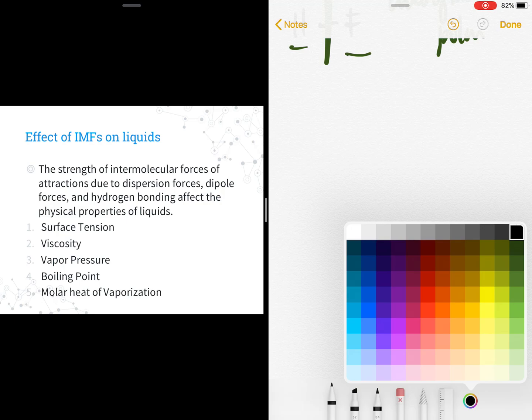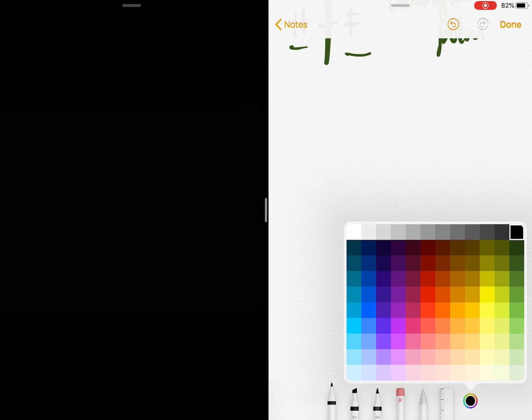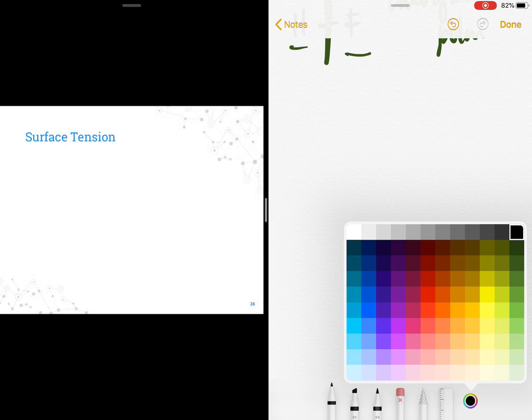So, whether strong ang intermolecular forces or weak ang intermolecular forces, it will determine kung gaano ba kataas din ang ating boiling point. Kung gaano ba ka-viscous, is it viscous or less viscous ang ating liquid? So, we'll delve deeper into each property later, no? Let's start with surface tension.